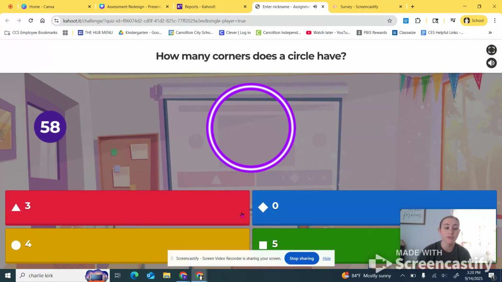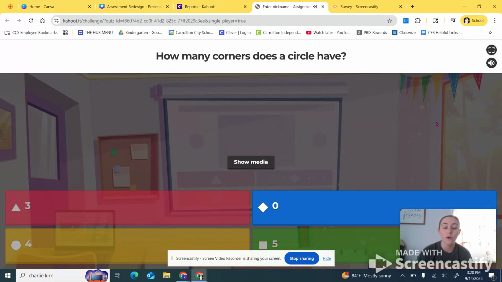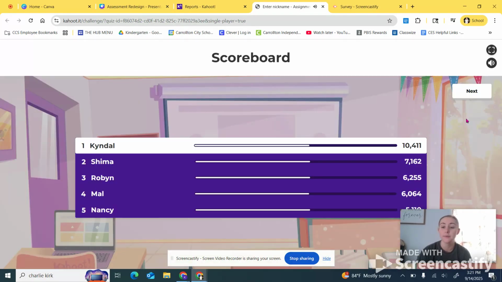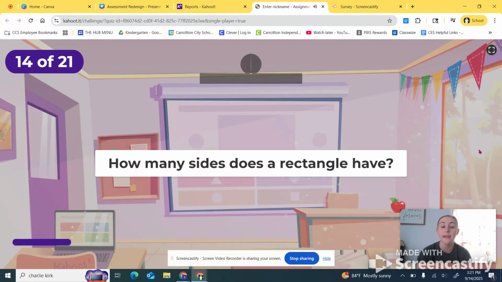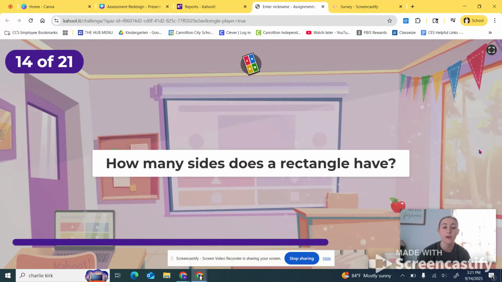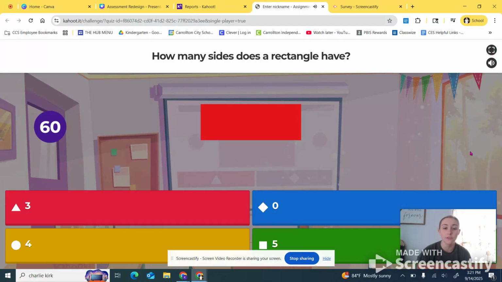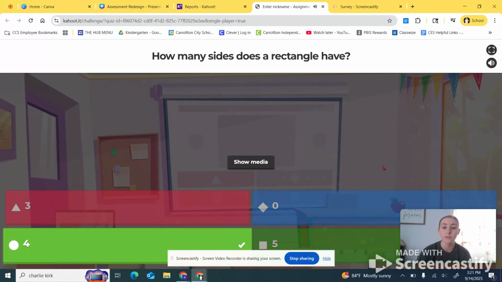How many corners does a circle have? And of course, with the traditional assessment, with it being one-on-one, you're enhancing that time and instant feedback with students as well with using Kahoot versus using it one-on-one and it taking longer. So how many sides does a triangle have? Triangle has four sides.